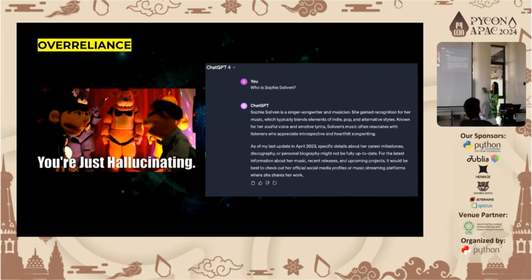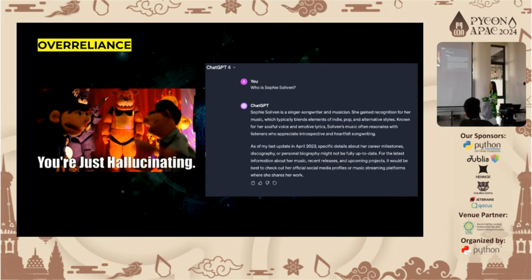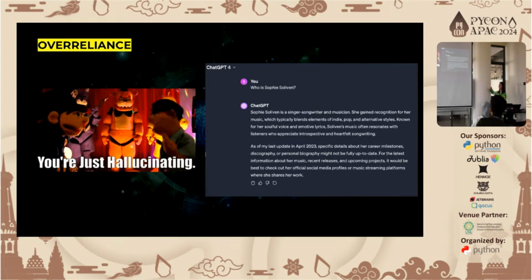So you can see here on the right, I asked the ChatGPT model, like, who is Sophie Sullivan? And what it says here is, I'm a singer, songwriter, and musician. And this is farther from the truth. I mean, I am Filipino, but I cannot sing to save my life. So it's so important to always check the information you get from these tools.